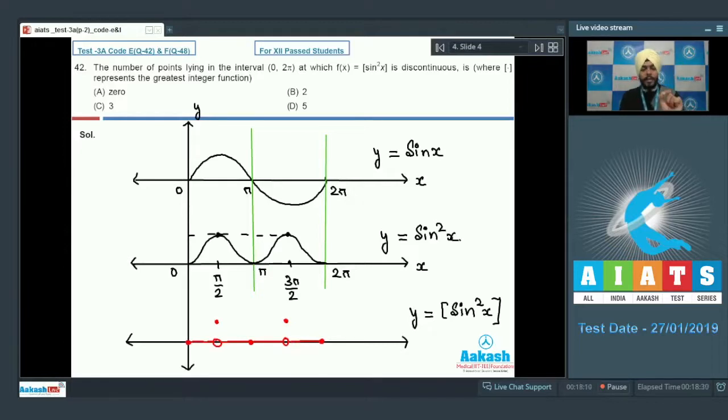Now students, I need to answer the number of points of discontinuity of this red graph, that is clearly pi by 2 and 3 pi by 2. Only 2 points of discontinuity. Okay. So option number B is correct. Let us move further to question number 43.